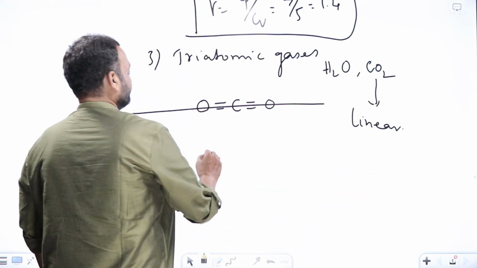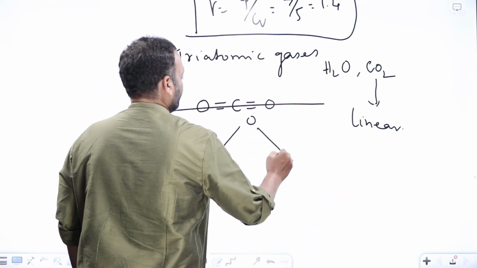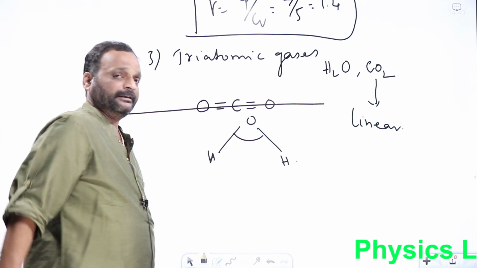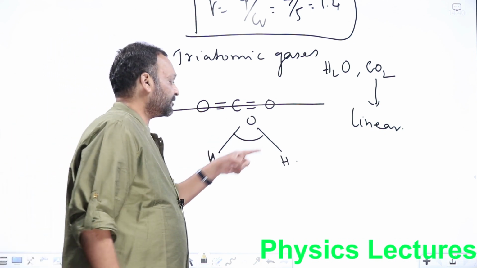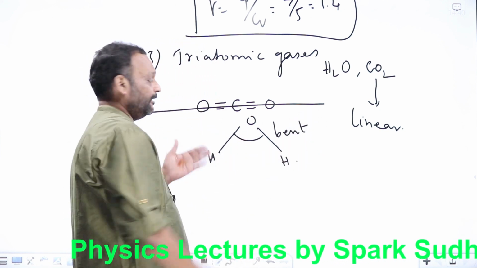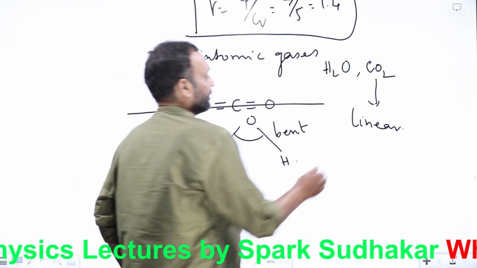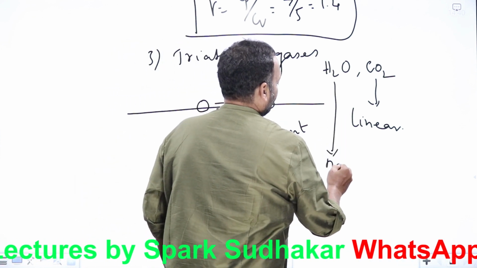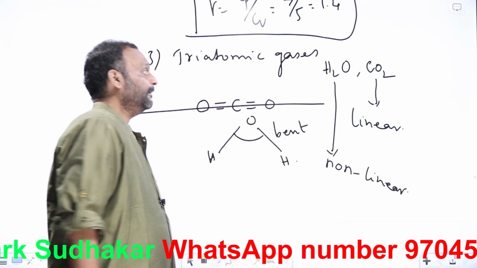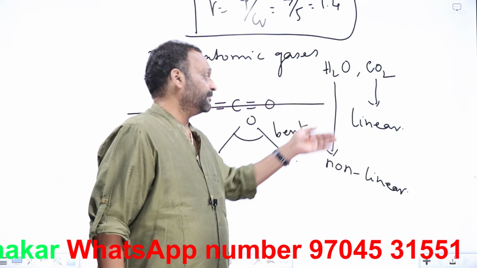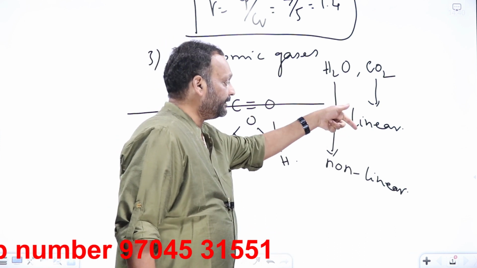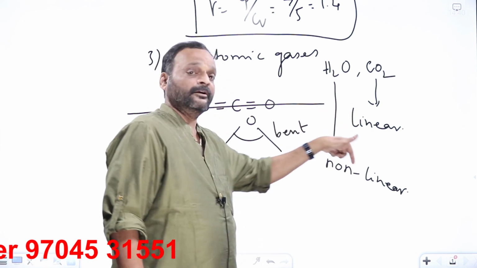Whereas H2O, in chemistry you must have studied, the H2O structure is like this. There is some angle of some 107 degrees or 109 degrees. This is called a bent molecule. All the three atoms are not in a straight line. So this molecule is a bent molecule, or non-linear molecule, we call. It is not a linear molecule. So triatomic molecules can be of two types, linear and non-linear. Now we have to see independently what is gamma for a linear molecule, and what is gamma for a non-linear molecule.